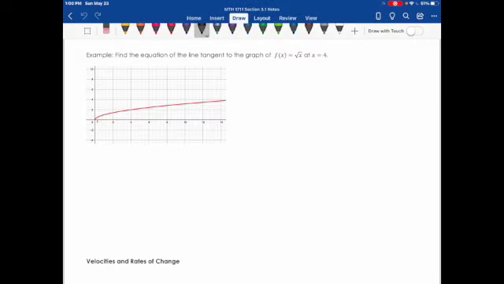In this next example, we have to find the equation of the tangent line to the graph of the square root of x at x equals 4. So the first thing we need to do is find the derivative at x equals 4, because that will give us the slope of the tangent line at x equals 4.